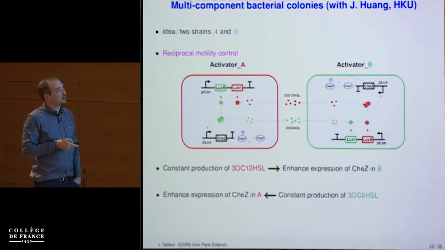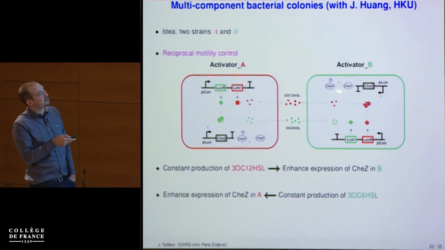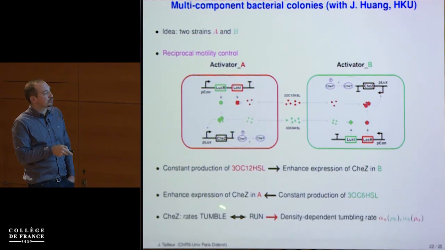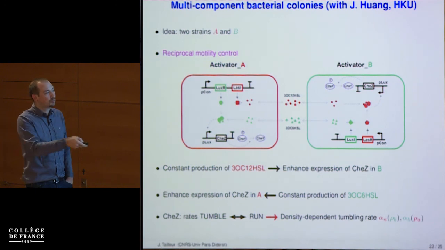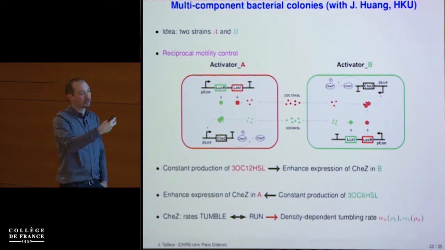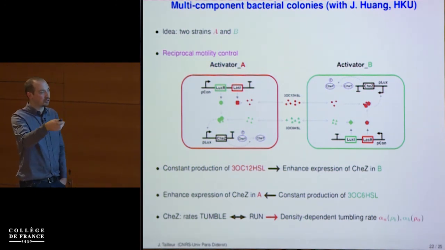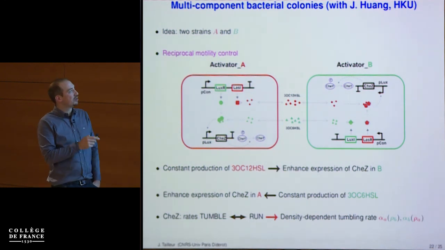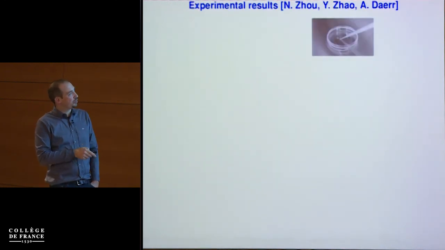But again, one thing I should say is that in these experiments, what's regulated is cheY. CheY controls the rates from tumble to run, not the swim speed as before. So you get density-dependent tumbling rates, but you can redo everything I've said before, and you should get motility-induced phase separation and everything. Again, you do the experiments.